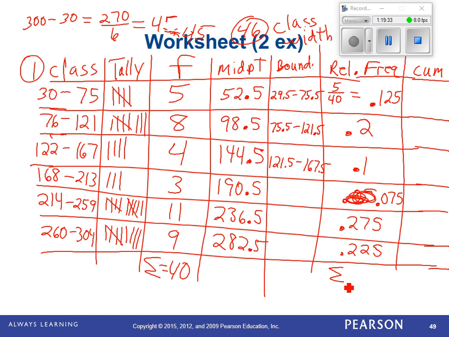What should all these add up to? 1. They should all add up to 1. I would guess that they do. And I didn't put this one on there. You could add another column to it. I should have put it on there.